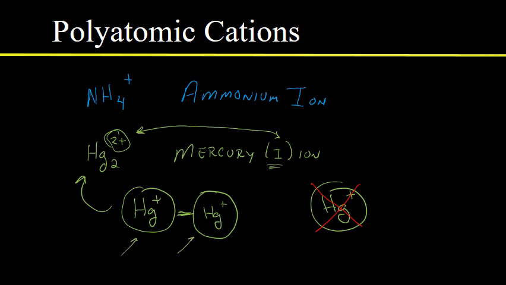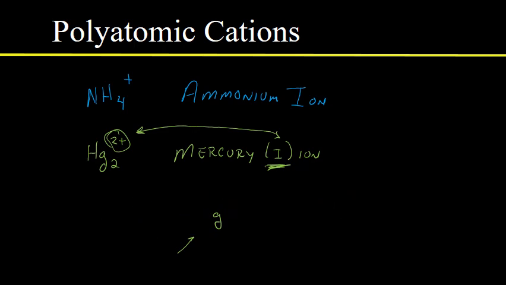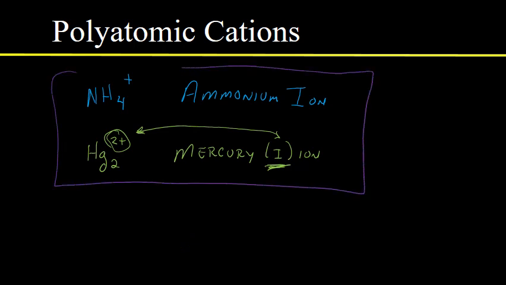And so since each one of them is a charge of +1, that's why we write this here as the mercury 1 ion, because each one of the ions in here has a charge of +1. It just so happens that they always travel in pairs. All right, so we've only got 2 polyatomic ions in the cations, but make sure you learn both of those, put those on your flashcards.